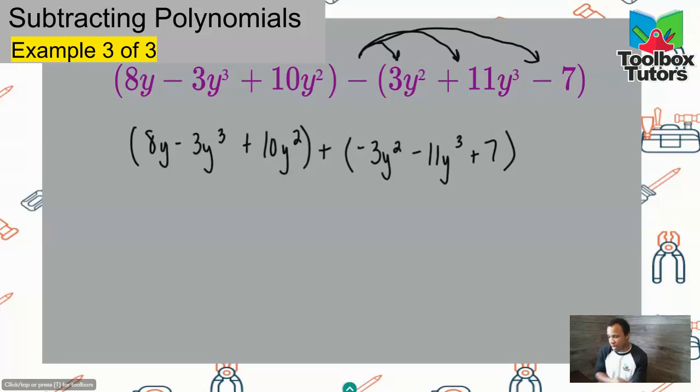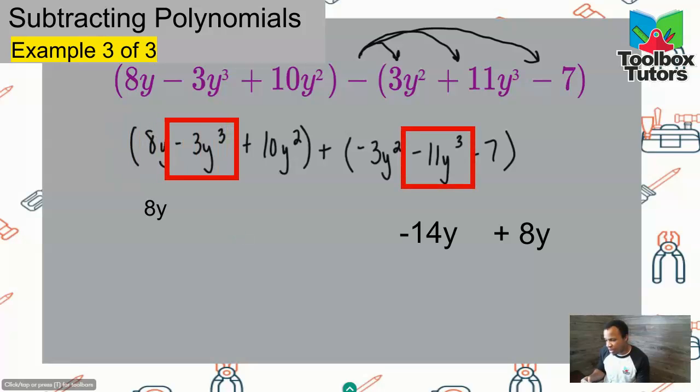So from here, we're just simply combining like terms. So we're beginning with this 8y. 8y doesn't have any like terms. So what we can do is just bring it down here. So we have 8y. Next, we have negative 3y to the third, which has a like term of negative 11y to the third. So negative 3 minus 11 gives us negative 14y to the third. Now, negative 14y to the third has a larger exponent than 8y. So what we'll do is go ahead and put this in front of this 8y so we won't forget to move it later.